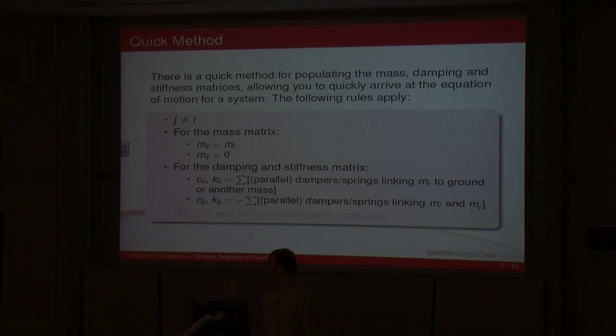And basically, just by following those rules, you can find out what M, C and K are. And with these linear systems, they're going to be symmetric matrices. Because obviously the sum of the springs connecting mass 1 and mass 2 is going to be the same number of springs connecting mass 2 to mass 1. So they're going to be symmetrical.